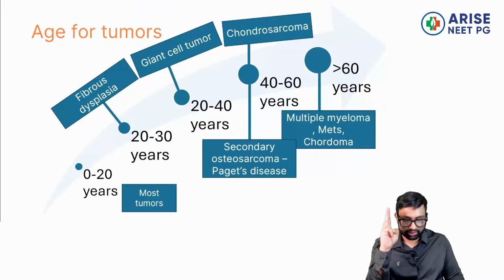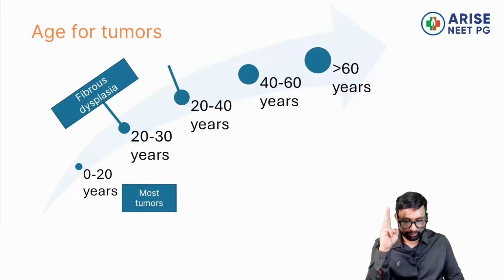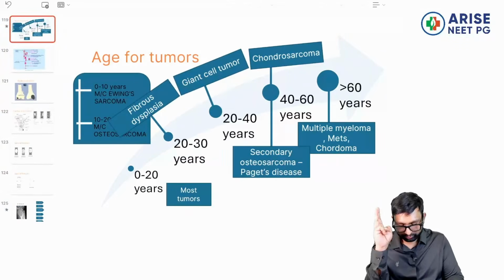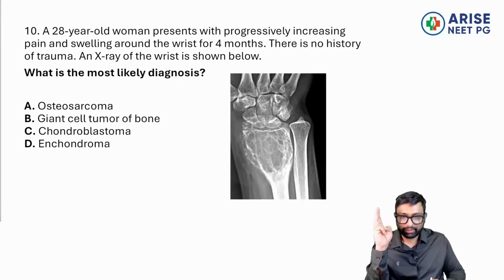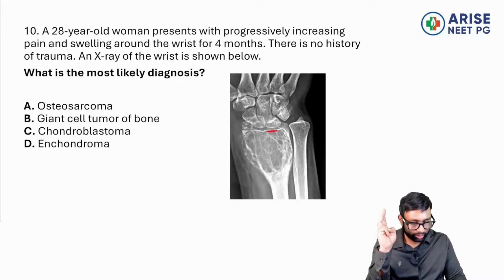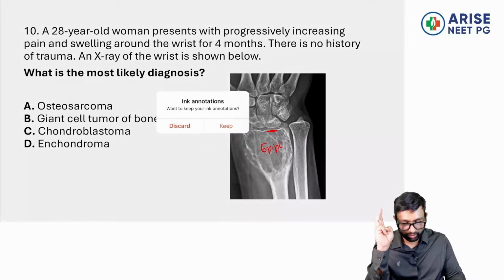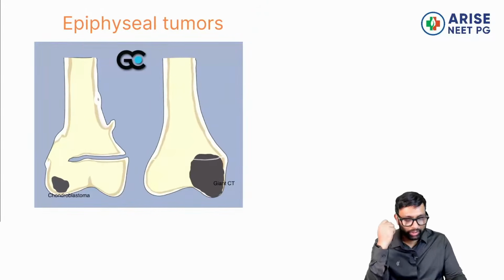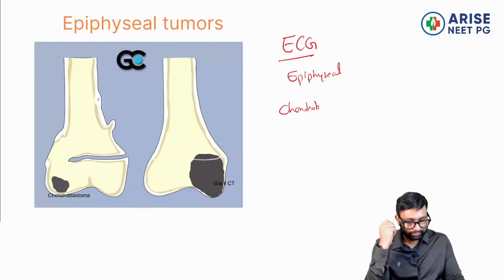So if you look at the location in this tumor, let me go back. Yeah, if you look at this location, it is right close to the joint. So this is an epiphyseal tumor. Do you agree? This is an epiphyseal tumor. So what are the epiphyseal tumors that we know? We know the mnemonic ECG. E stands for epiphyseal tumor. C stands for chondroblastoma. And G stands for GCT.